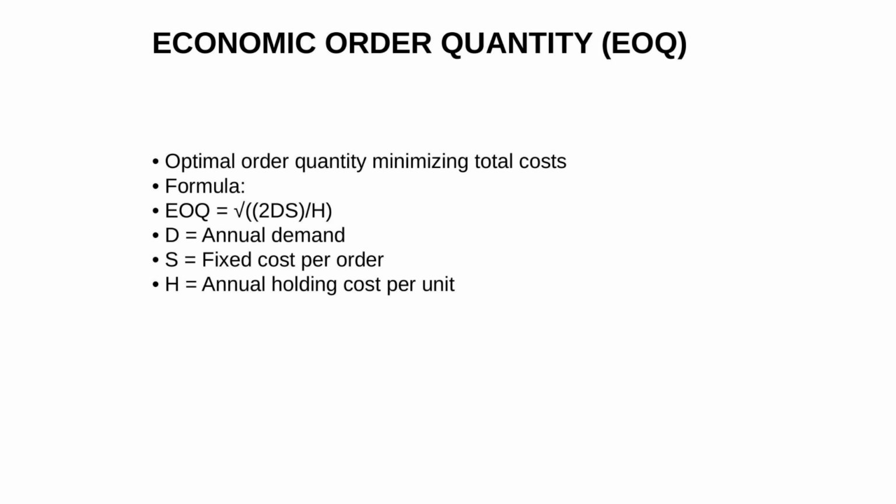A classic technique is economic order quantity, or EOQ. EOQ identifies the order quantity that minimizes the total cost of ordering and holding inventory. The formula is EOQ equals the square root of 2 times annual demand times the fixed cost per order, divided by annual holding cost per unit. In the formula, D is annual demand, S is fixed cost per order, and H is annual holding cost per unit. EOQ is useful because it provides a structured way to think about order frequency and lot sizes.